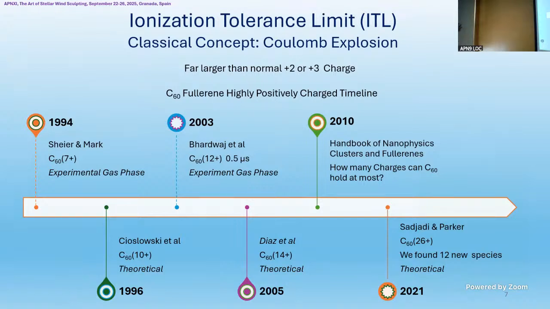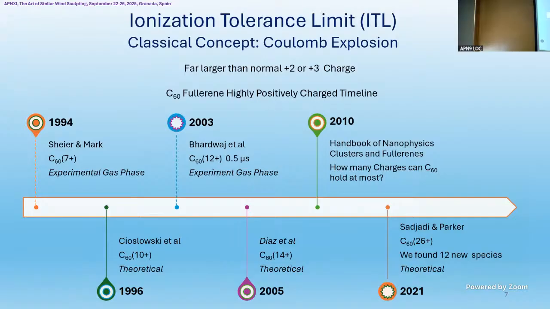Experiment moved forward, beyond even the theory. They found that C60 12 plus can also exist, and also the signature of C60 14 plus. So 14 electrons are removed from these molecules. It is well beyond any kind of molecules that we know.